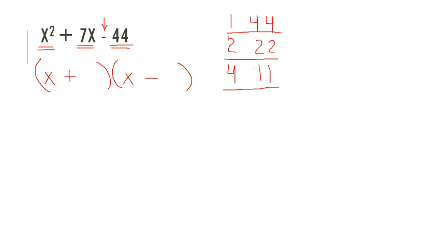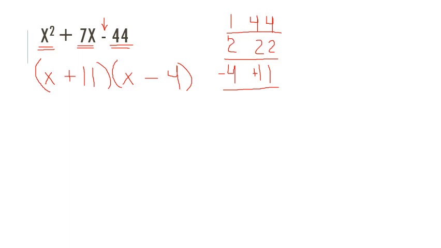Now I want to make sure that my 7 ends up to be positive. So I want to make my larger number the one after the plus sign. That way I'll be forming 11x on the inside terms, and negative 4x on the outside terms. So after my plus sign, I'm going to put the larger factor, 11, and the smaller factor will go here after the minus sign.